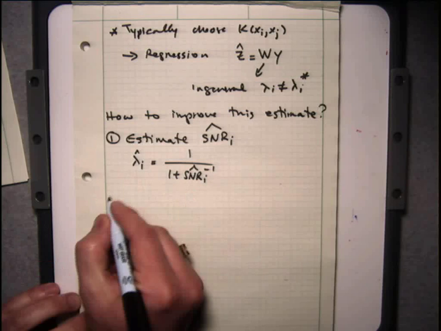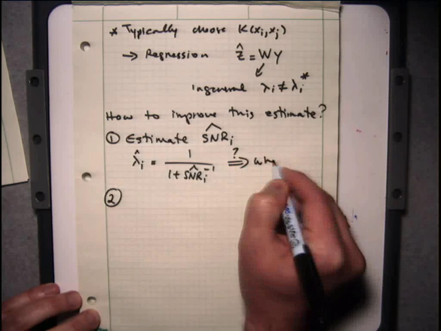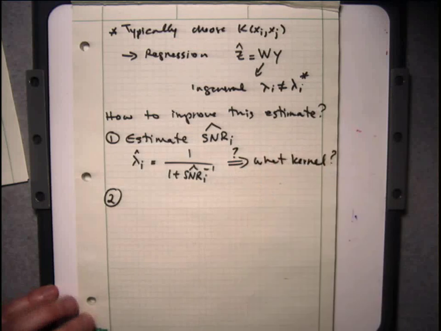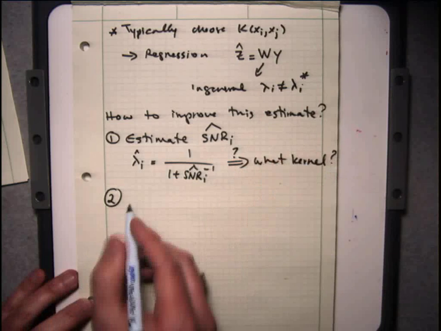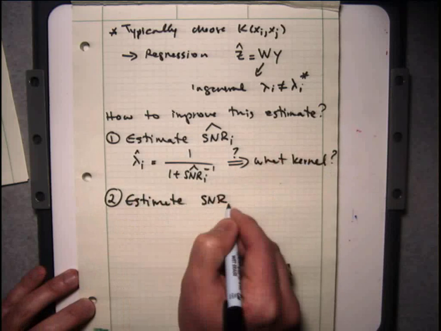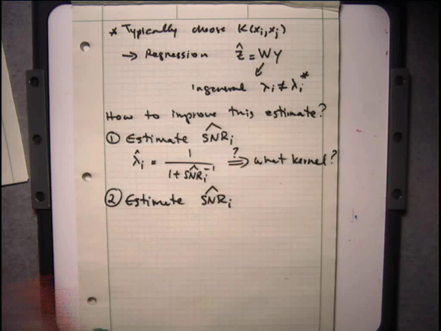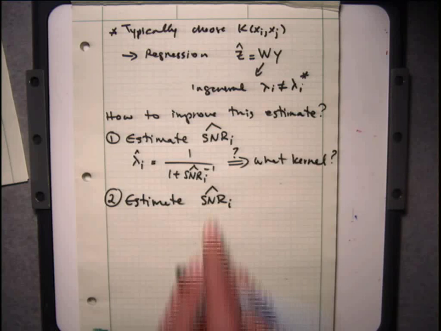Okay, so another option, so then the question is, what kernel? And we don't know the answer. Another way of doing this is you might estimate the signal-to-noise ratio like this. By the way, when I say estimate the signal-to-noise ratio, you can use any of the estimation procedures that you've learned so far. Okay, if you have a statistical model, use maximum likelihood. If you have a prior, use MAP. Use minimum mean squared error, Bayesian minimum mean squared error.